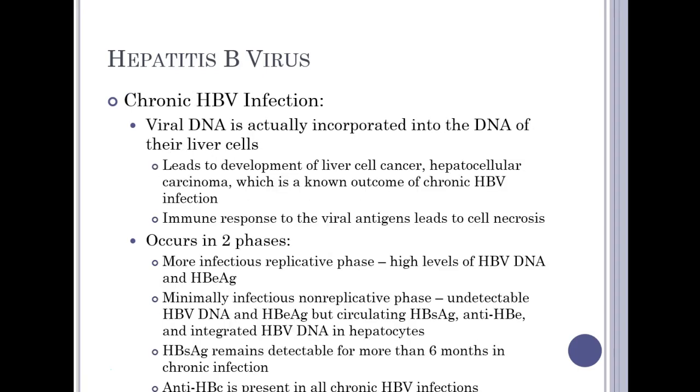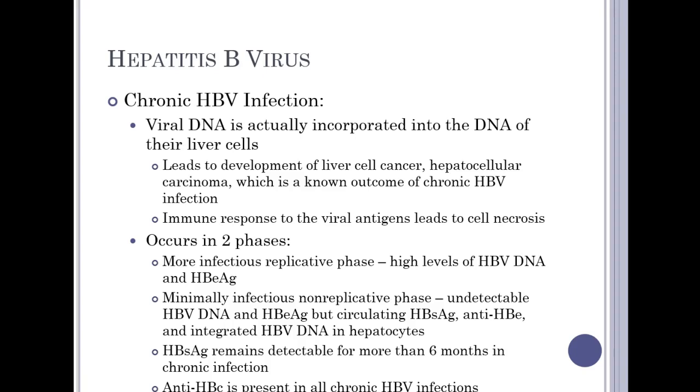Now, when someone's chronic, the viral DNA is actually incorporated into the DNA of their liver cells. This can lead to the development of liver cancer, which is also called hepatocellular carcinoma. The immune response to the viral antigens leads to cell necrosis. So necrosis means tissue death. Okay, so that is not a good scenario.